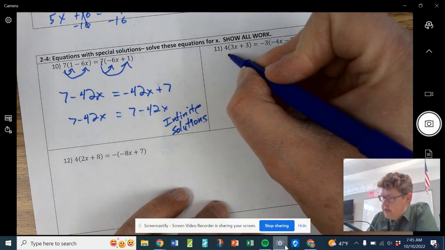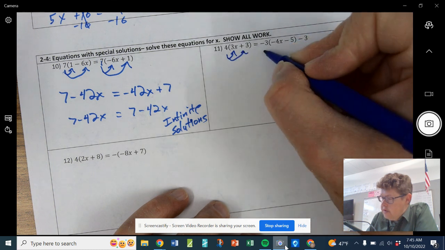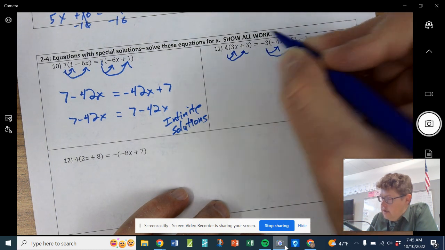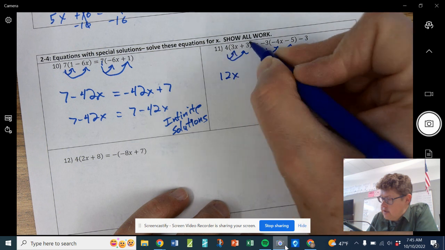Okay, so now I'm going to distribute here and here, here and here. 4 times 3 is 12x, and 4 times 3 is 12.